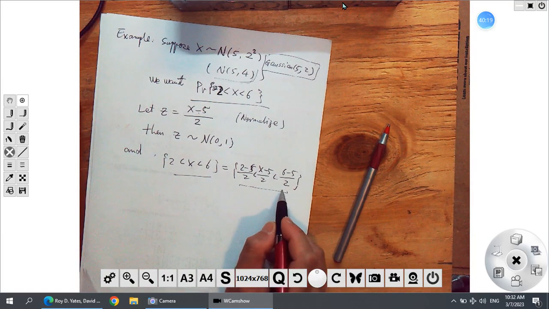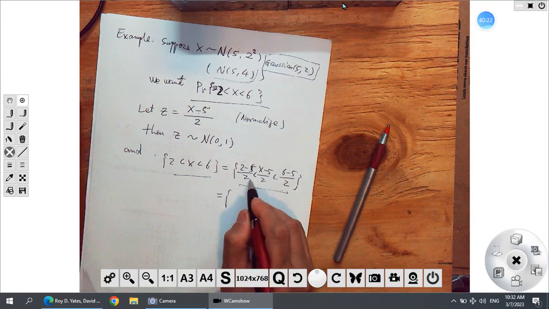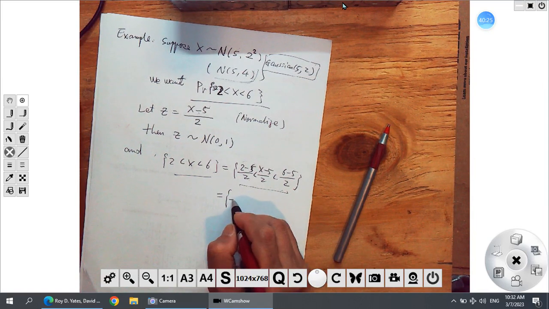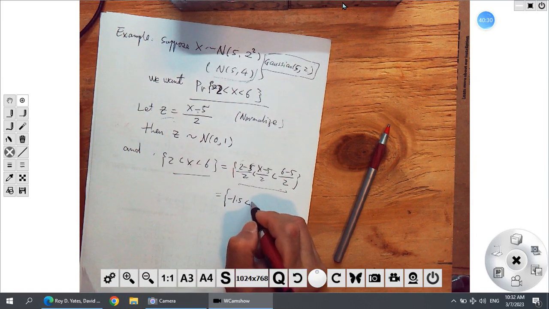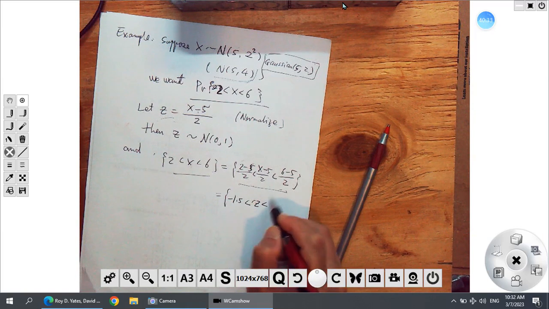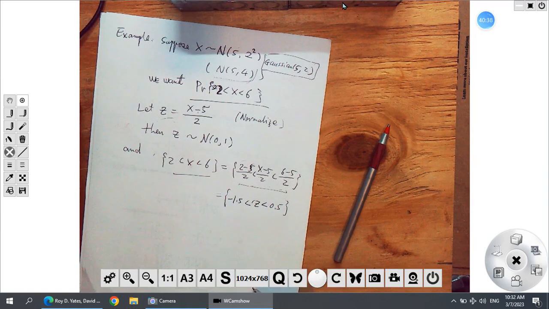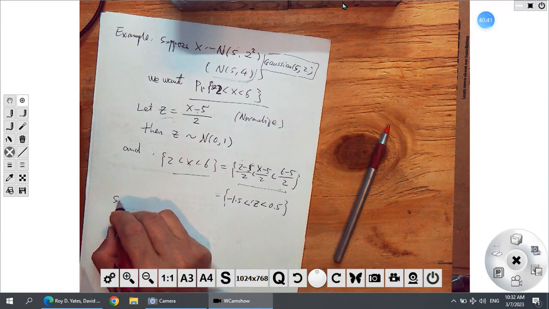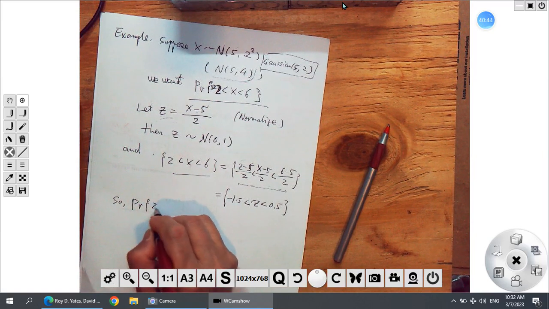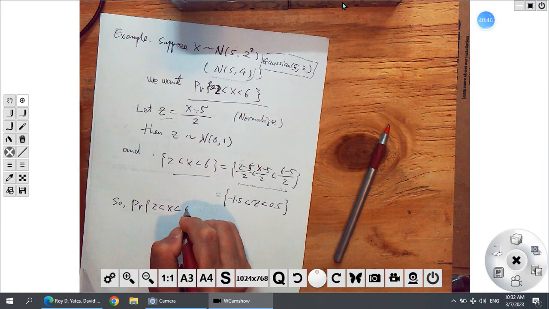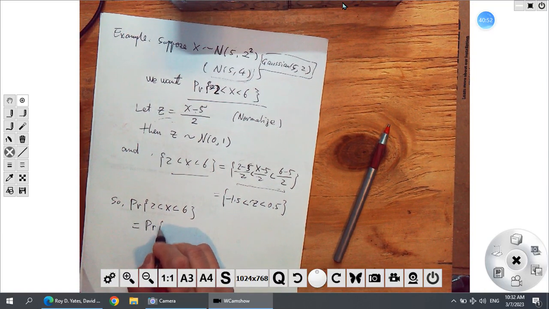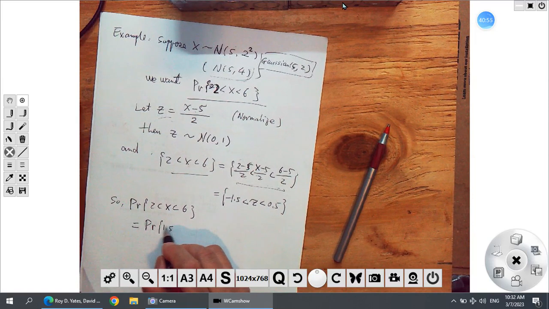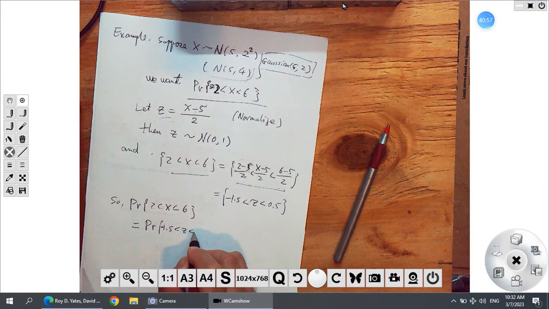And this one we can calculate. The first is negative 3 over 2, which is negative 1.5. In the middle, I define this as z. And the last one is positive 1 over 2, which is 0.5. So the probability of 2 smaller than x smaller than 6 is equal, in terms of z, to the probability of negative 1.5 smaller than z smaller than 0.5.